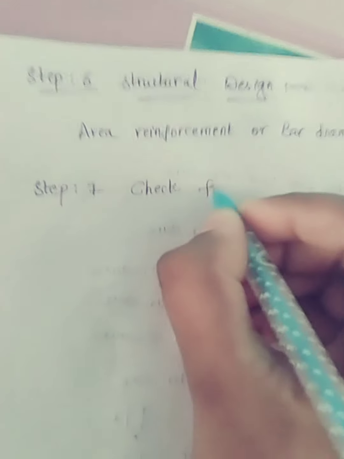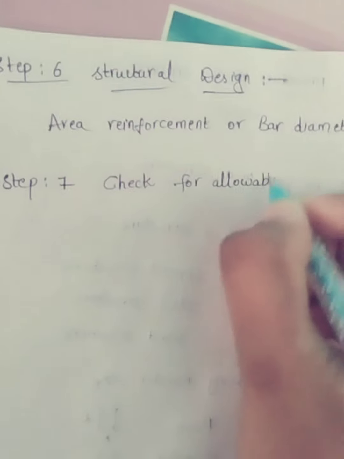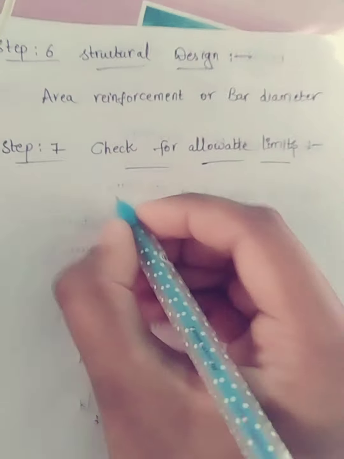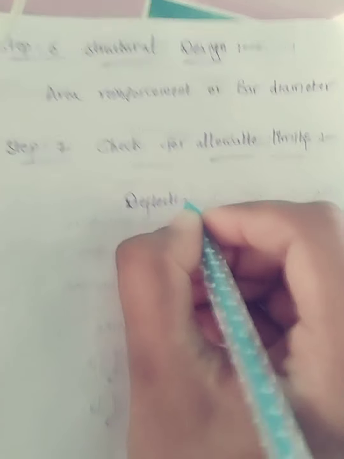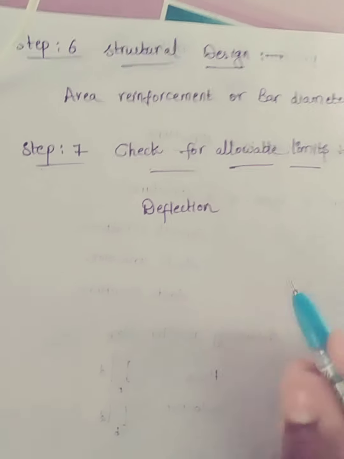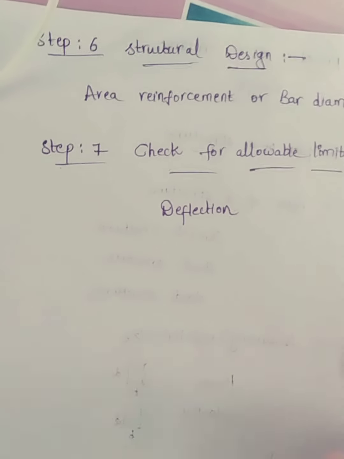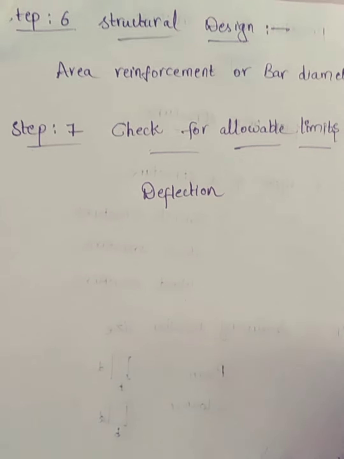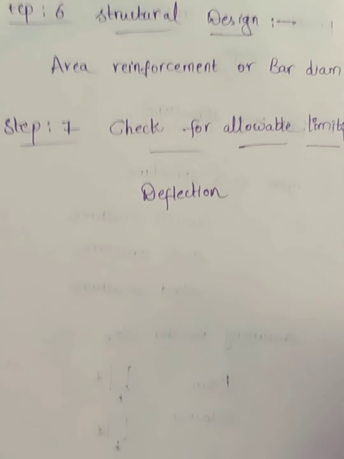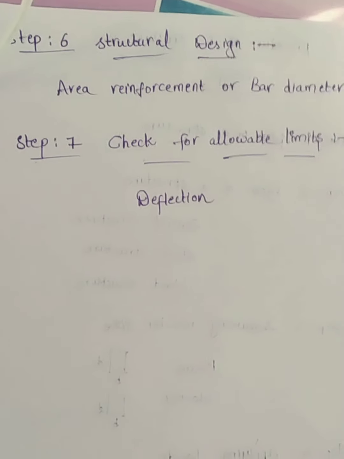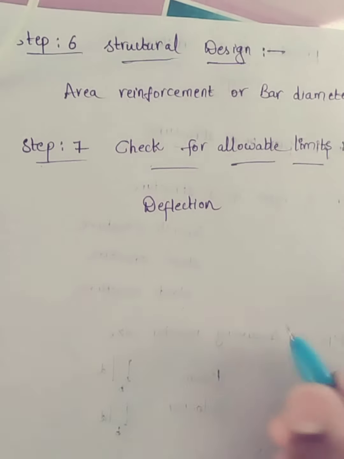And the seventh step is check for allowable limits, which means deflection. In this, we should check the deflection in our structural member. In beams, we should compare with limits provided by the different codes. Beam deflection should be less than this code limit. If it is greater, otherwise we would repeat all these steps.